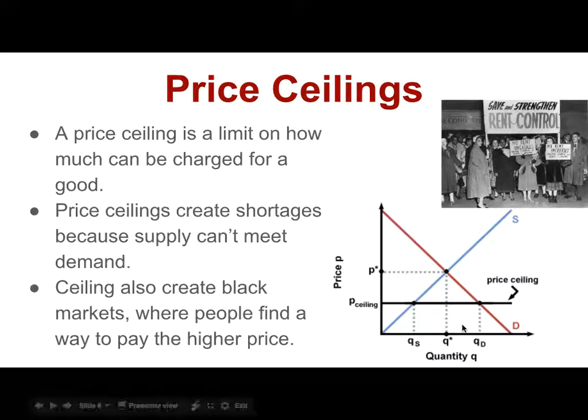Ceilings can also have other effects, such as creating black markets. People are willing to pay more for a particular good. It just doesn't exist in the market, so they find an illegal way to purchase those goods. This is where we get black markets.